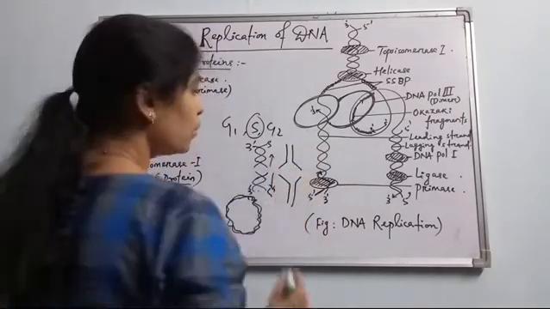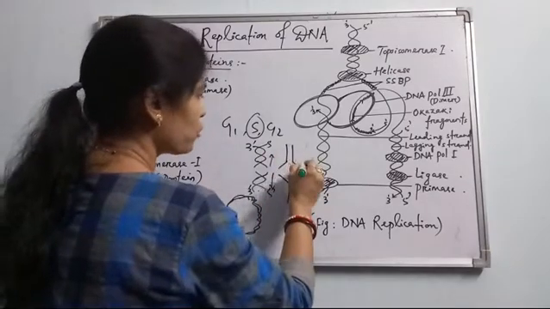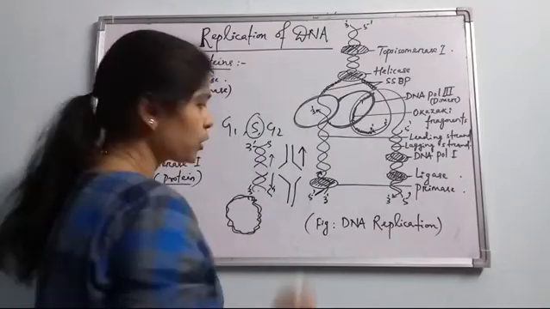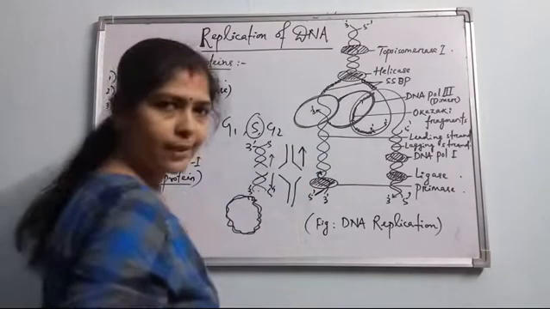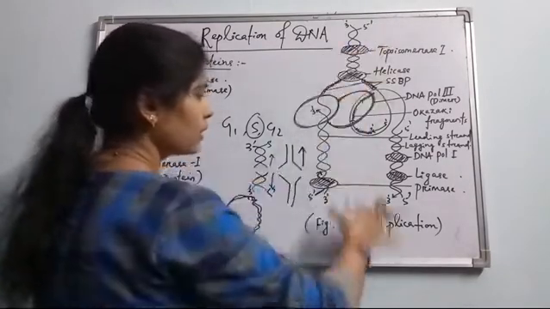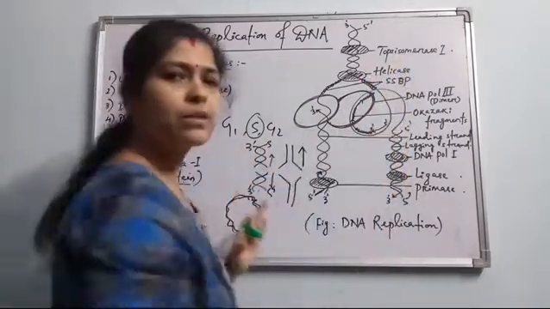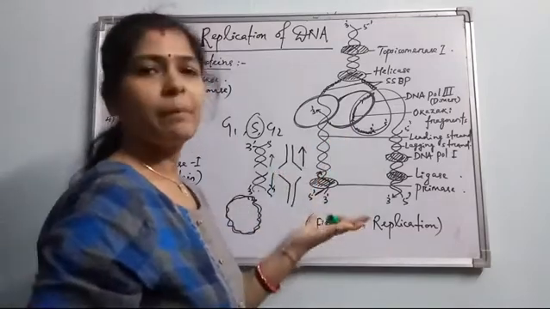Okay, so let's discuss one fork. Suppose this fork will synthesize the DNA in the upward direction. The two strands will be synthesized in the upward direction. And in the diagram I will show you, I will make it clear how the enzymes control the replication process.